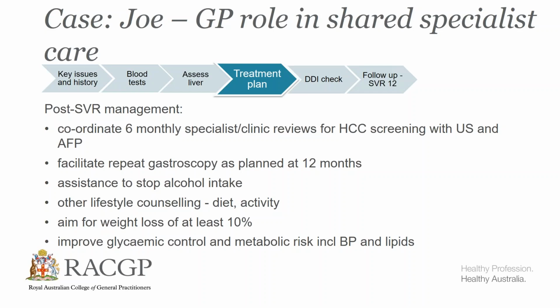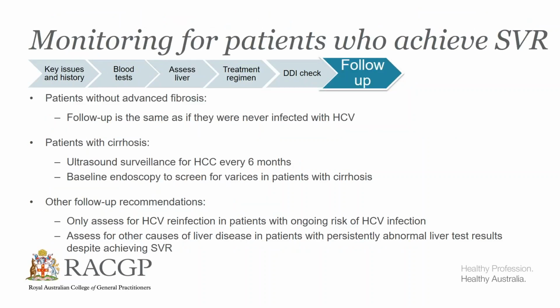He'd obviously need assistance to stop drinking. That's really important, because we can get rid of the Hep C, but there are other liver diseases that could lead to his cirrhosis progressing and developing decompensated cirrhosis. Yes. And diet, activity, all of those things, so he can get rid of some of that abdominal obesity and improve his diabetes control. Aiming for a weight loss of at least 10% and improving all his other metabolic risks will be really important. So this is a bit of a specialist line.